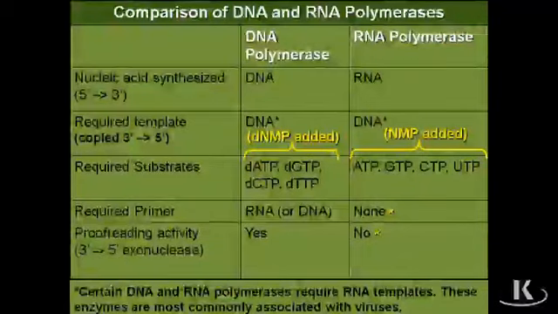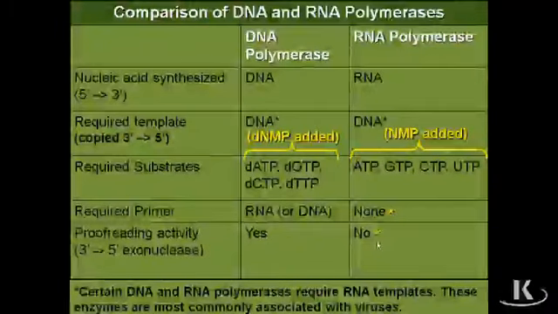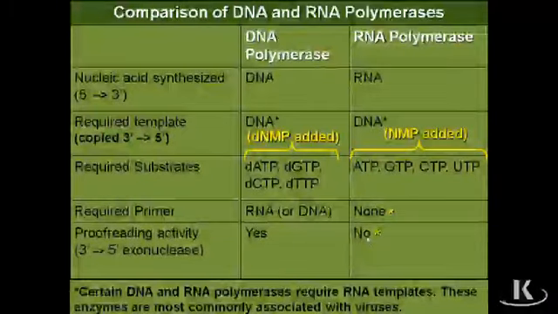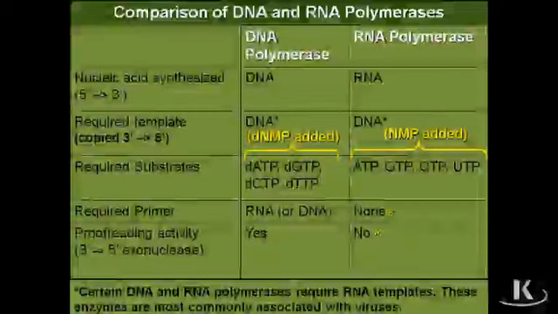Is there proofreading activity, this 3 to 5 prime exonuclease activity? The answer is yes for DNA polymerase, whereas the answer is no for RNA polymerase. No primer required, therefore transcription is much more error prone than is replication.